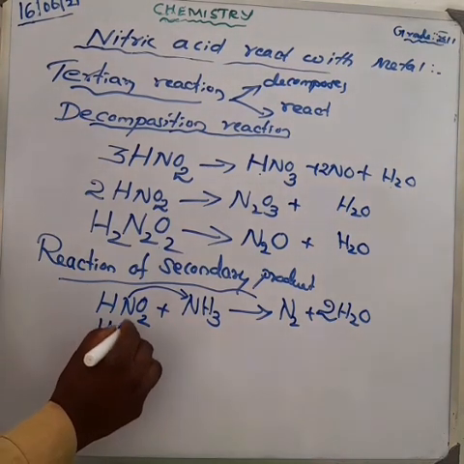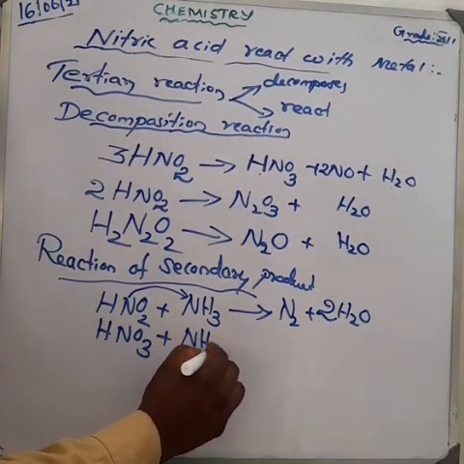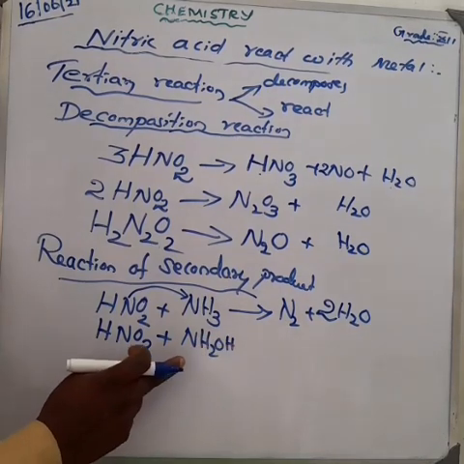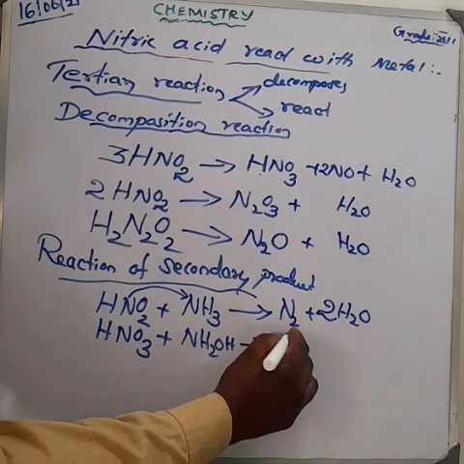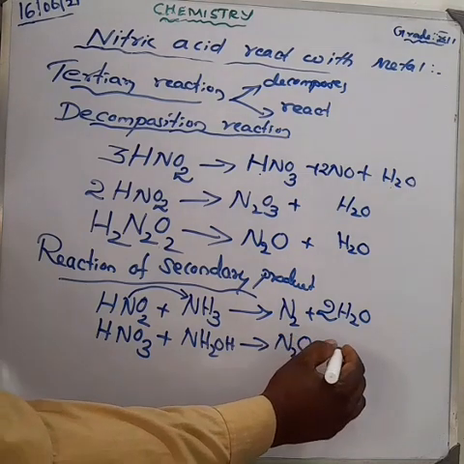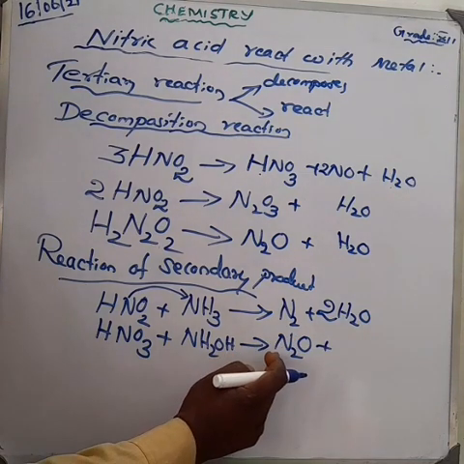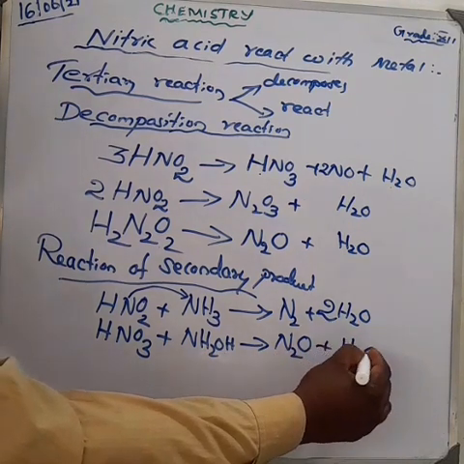Nitrous acid reacts with hydroxylamine. Hydroxylamine, all of you know that one. What is the formula? NH2OH. NH2OH, we get N2O. What is N2O? Laughing gas. Don't forget that. Nitrous oxide, N2O, plus water molecules.